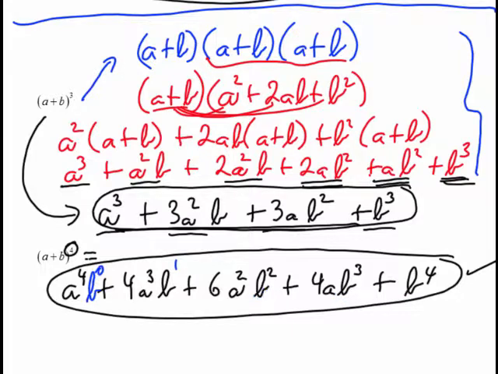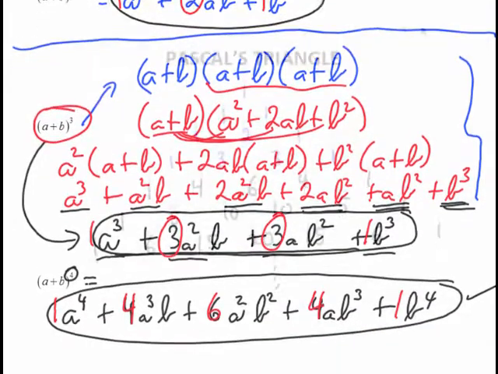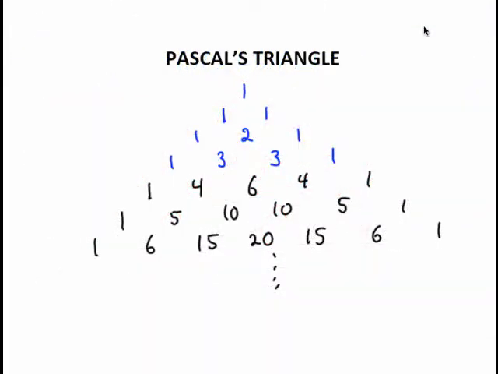What about the coefficients? For a plus b to the fourth, I have coefficients of 1, 4, 6, 4, and 1. For a plus b cubed, I had coefficients of 1, 3, 3, 1. A plus b squared, I had coefficients of 1, 2, and 1. And hopefully those numbers are familiar to you. In fact, they are the numbers in Pascal's triangle.